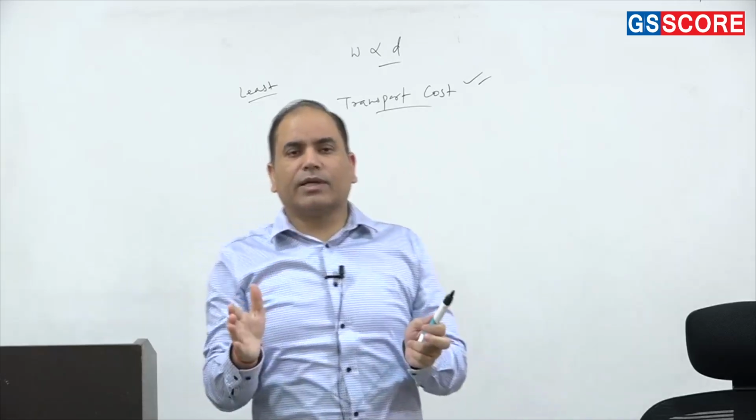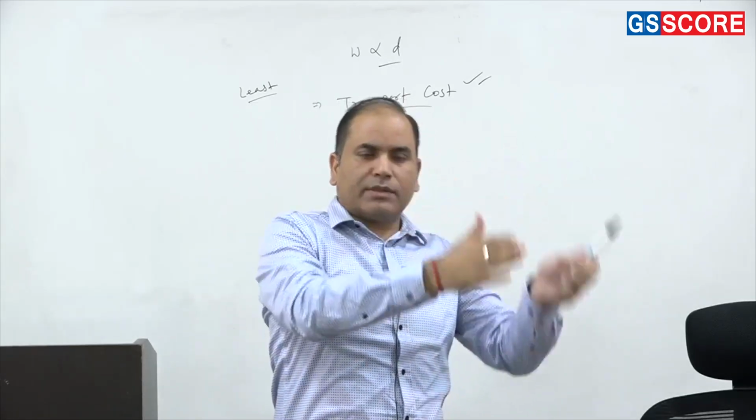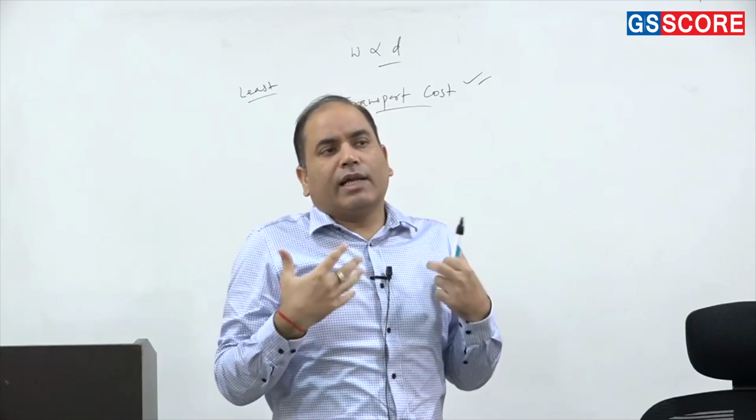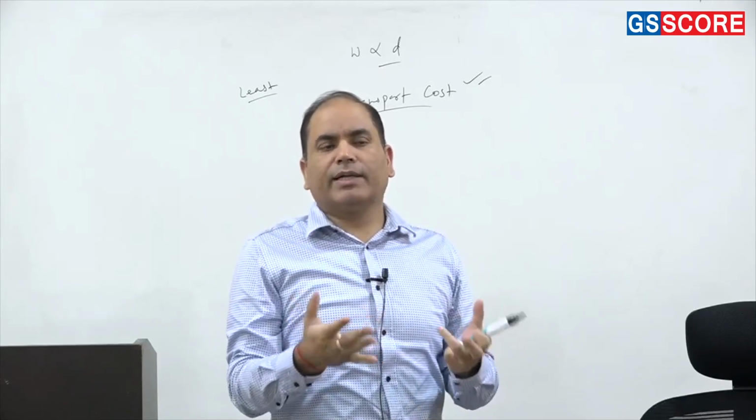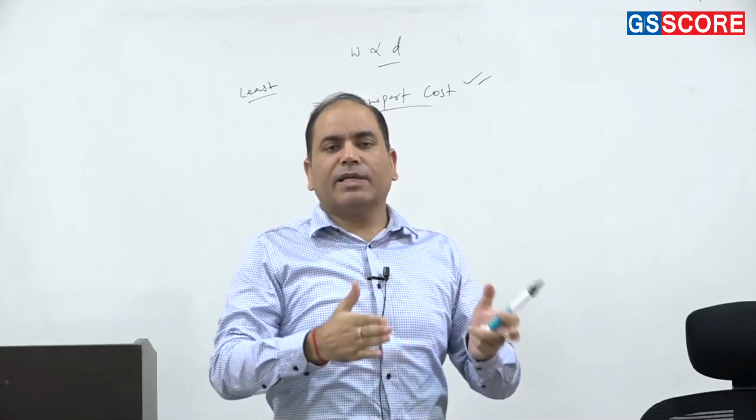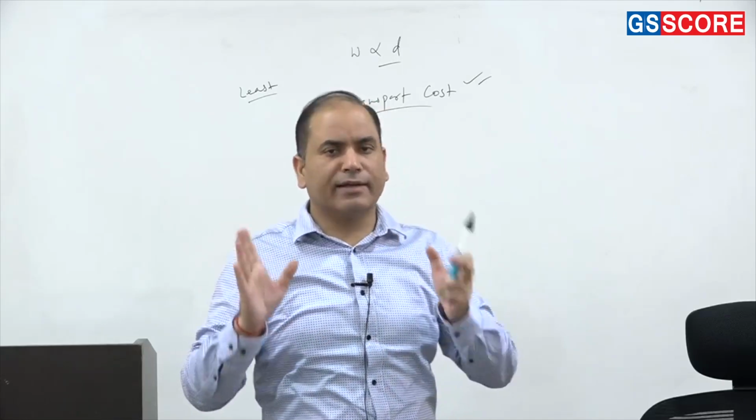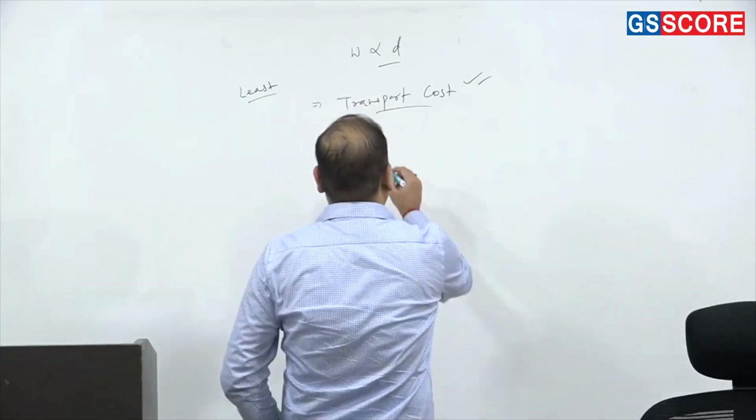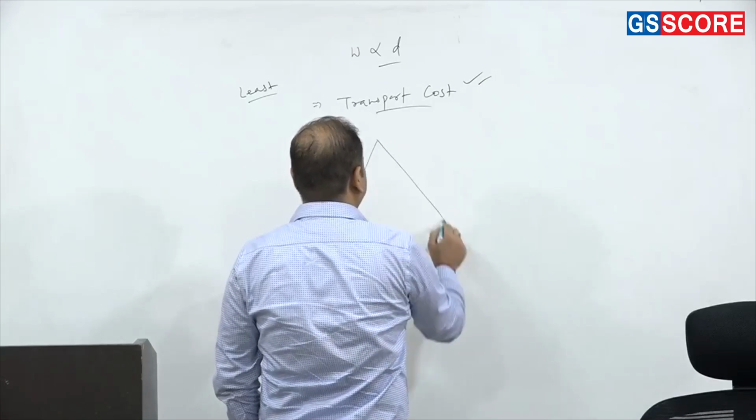To present the location, to almost tell where industry will be located, he has come out with the material index, and based on the material index he has prepared the triangle. Now how he has prepared the triangle, just try to understand.